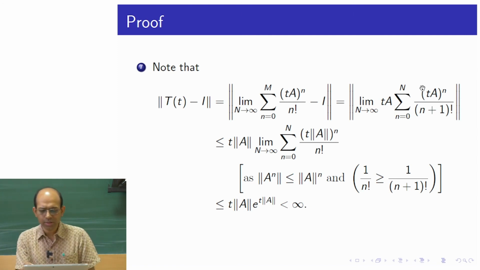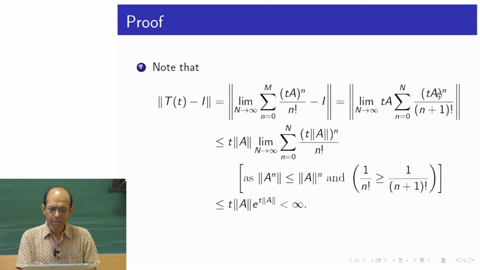This is a nice expression, and from this norm we get an upper bound. The norm of this thing is less than or equal to t times the norm of A, and then the norm goes inside the summation, so it is less than or equal to the sum from small n equal to 0 to capital N of (t norm A) to the power of n divided by n factorial. Here, instead of (n+1) factorial, I have written n factorial.